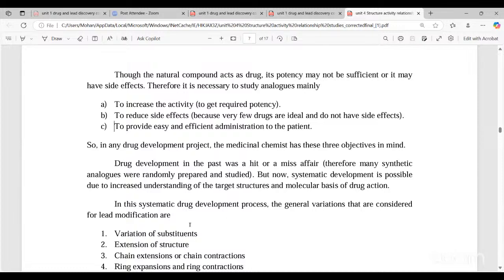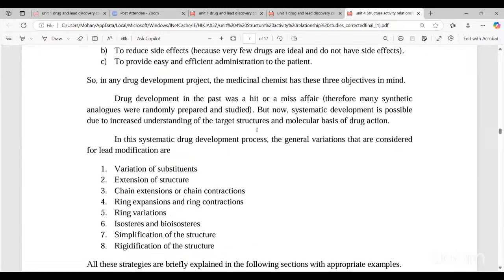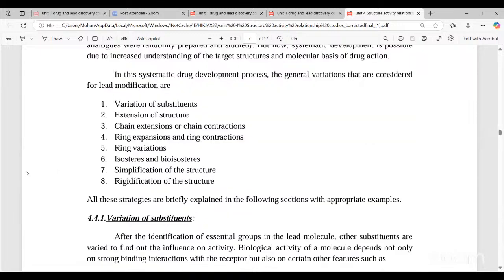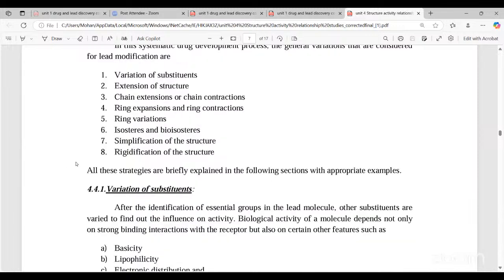In this systematic development, the variations that can be considered for lead modifications are: variation of substituents, chain extension or chain contraction, extension of structure, ring expansion, ring contraction, isosteres, simplification of the structure, and rigidification of the structure. So these are the main objectives of the drug modification studies.